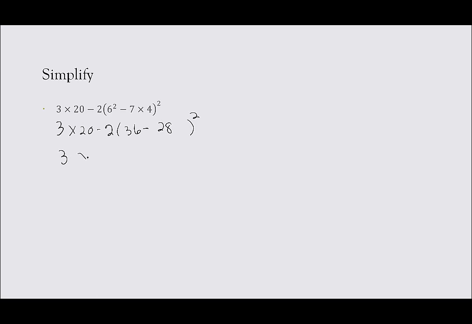Let's go back to our 3 times 20 minus 2 times. Inside the parentheses, 36 minus 28 is 8. Now I'm ready to apply the square to the 8. 8 squared is 64. At this step, I finished my parentheses and my exponents. Now I'm ready to use multiplication and division from left to right. Starting with 3 times 20, I'll write that as 60. Minus 2 times 64 is 128. Our last step, 60 minus 128, gives us a negative 68.